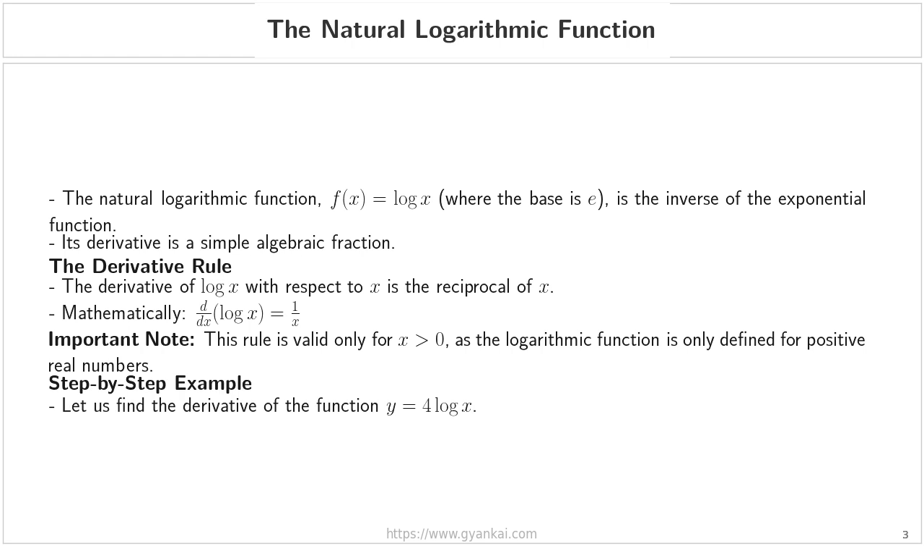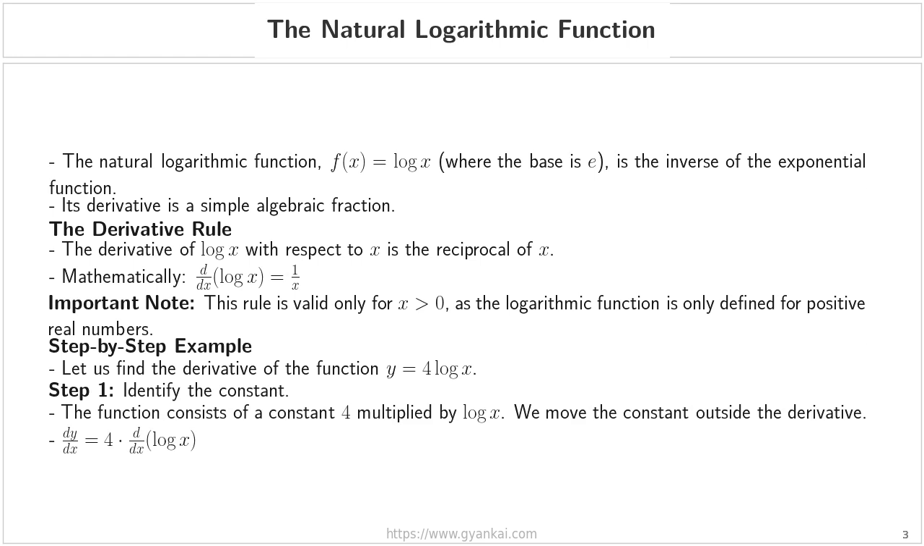To help you visualize this, let us work through a step-by-step example. Suppose we need to find the derivative of the function y equals 4 log x. In step 1, we identify the constant. The function consists of the constant 4 multiplied by log x. Just as we did with the exponential example in the previous slide, we can use the constant multiple rule to move the 4 outside the derivative. This gives us dy dx equals 4 times the derivative of log x.